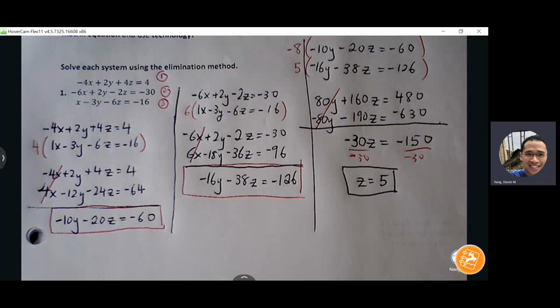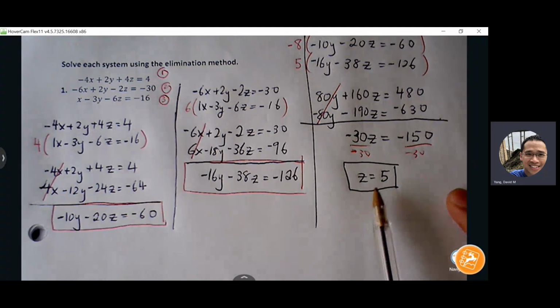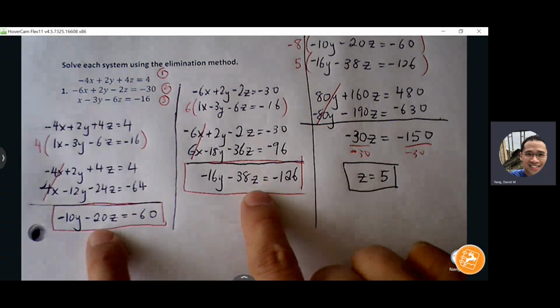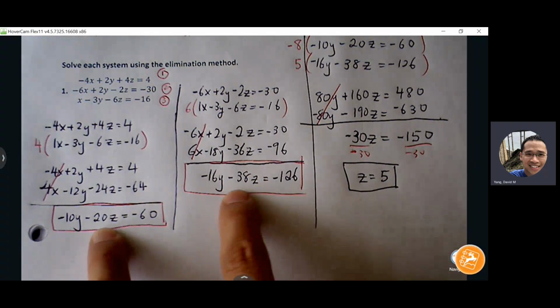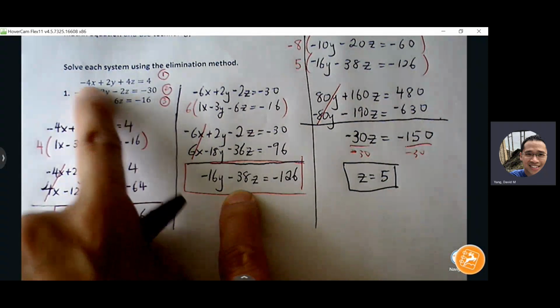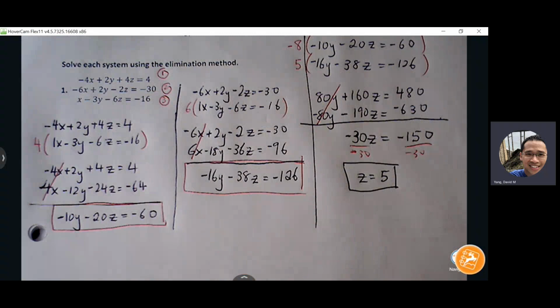Okay, so once you can solve for one variable, then piece by piece, we can get that domino effect to fall. So once I can solve for z, I'm now going to target the equations that have just y and z in it. I don't want to target the first ones just yet because I have still too many missing variables.